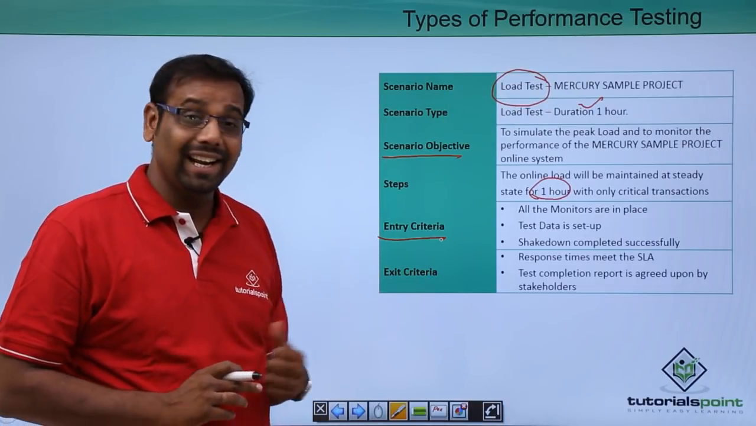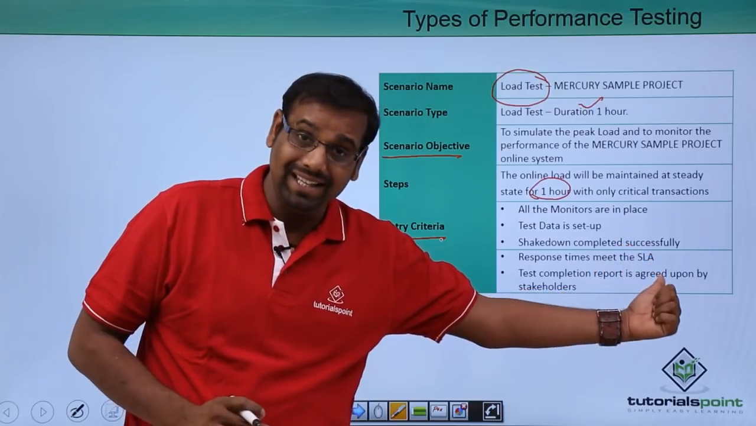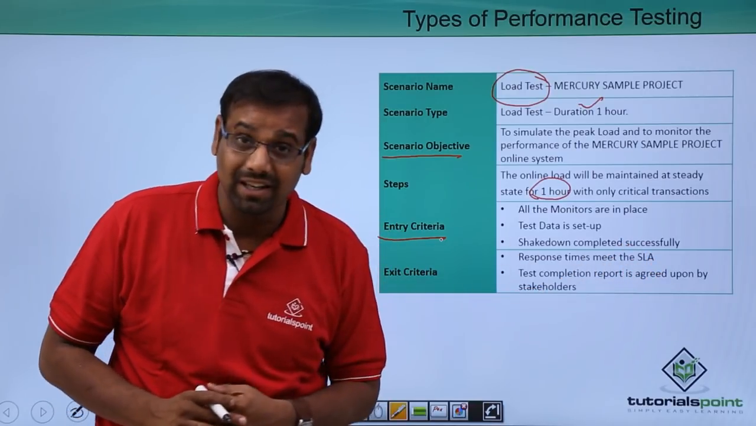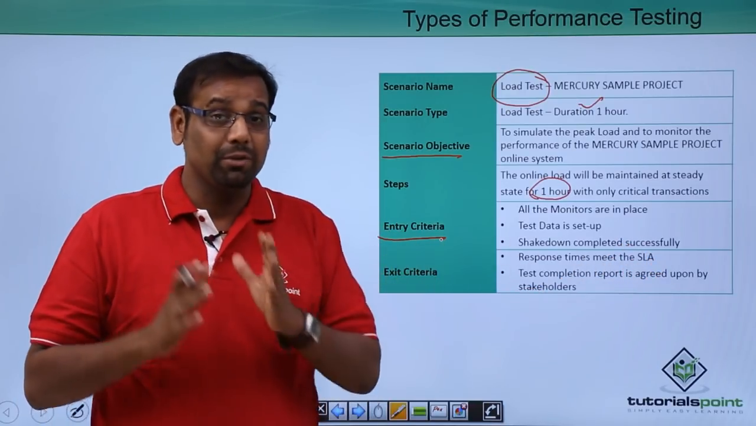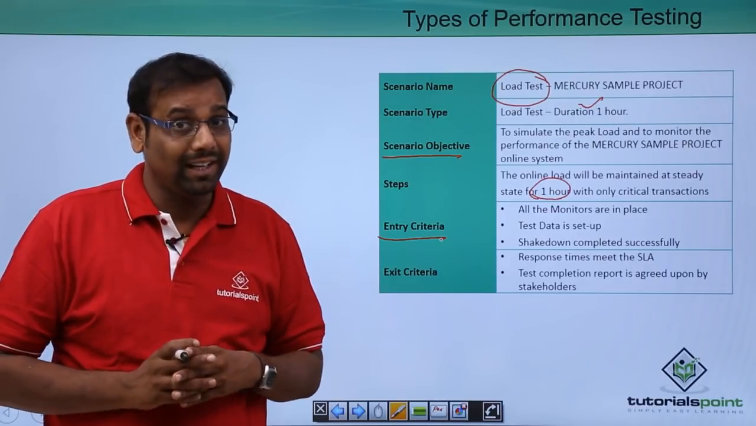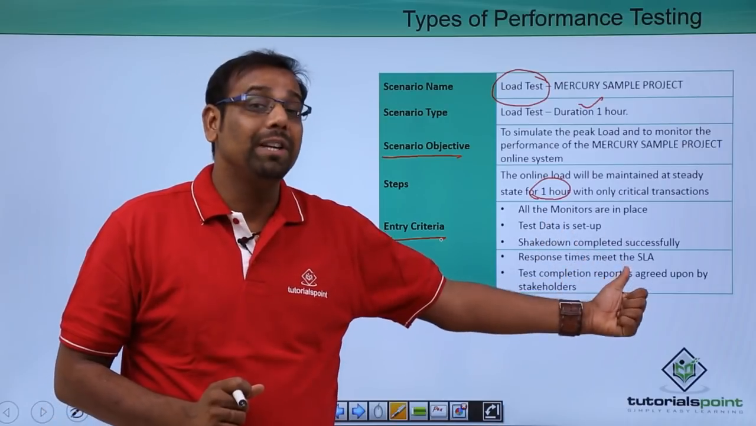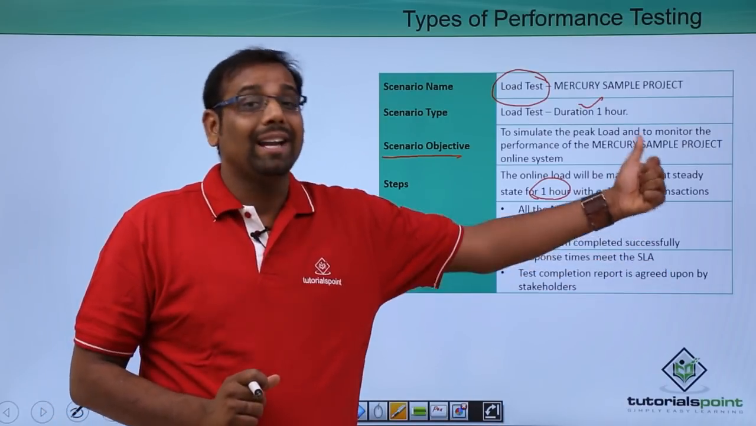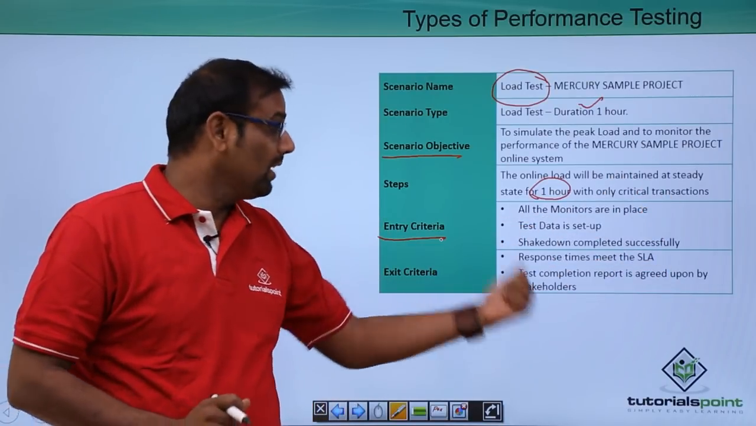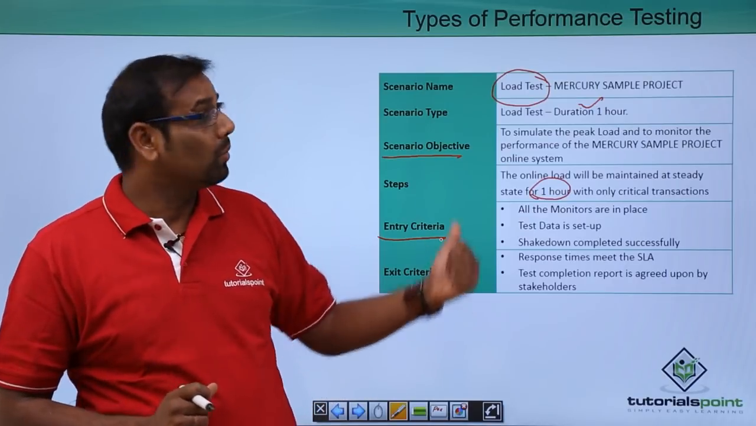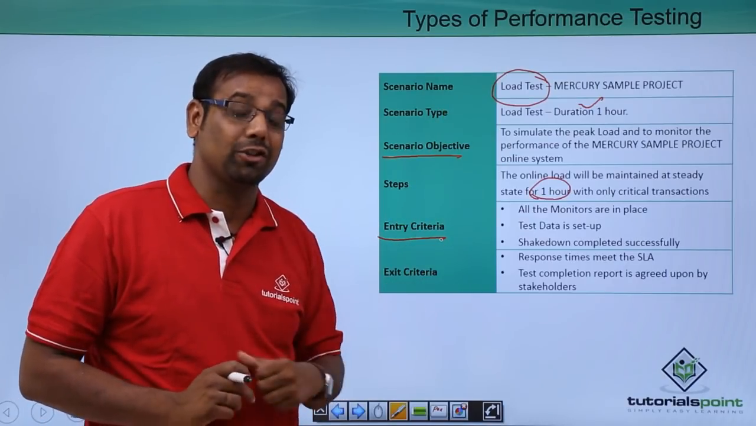And finally, the exit criteria: when the response times meet the SLA. SLA is the service level agreement, so your response times are within the limits of the SLA that the client has given to you. And finally, the test completion report is done by you and is agreed by your client or your stakeholders. This is what a sample scenario of a load test looks like.